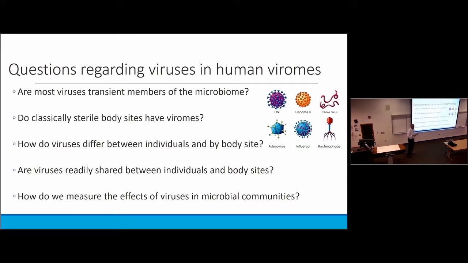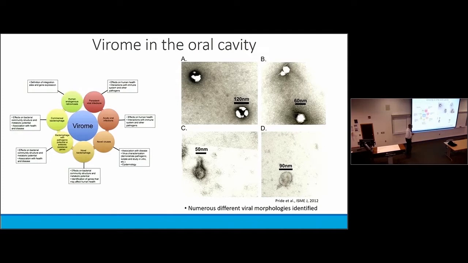Do these classically sterile sites like urine and the lungs actually have viromes? How do viromes differ between two different body sites? In other words, are the viruses in your mouth the same as the viruses that you might find in your gut? Are viruses shared? And we'll show you data to indicate that they are. And then lastly, and what we'll end up on, is how do we measure the effects of viruses in your bacterial community? So we'll go through a bit of each of those.